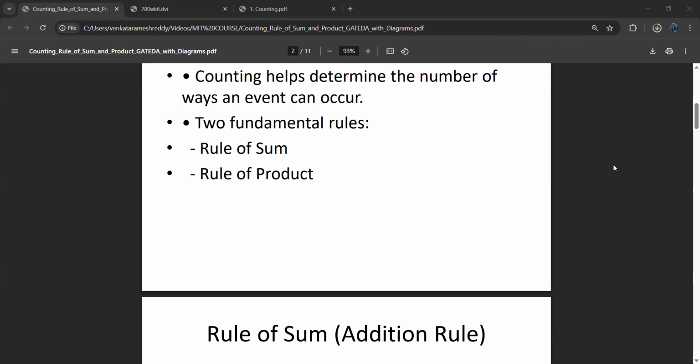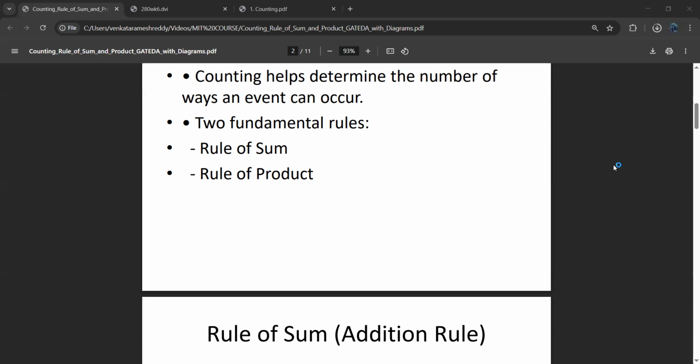So what is counting? What is the counting principle in probability? This is the basic principle you need to learn in order to solve probability problems. Also, if you want to solve any advanced or more complicated problems, you need to know these counting principles. So what do we mean by counting principles?